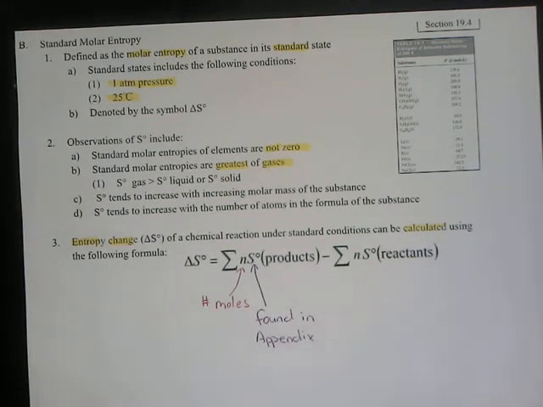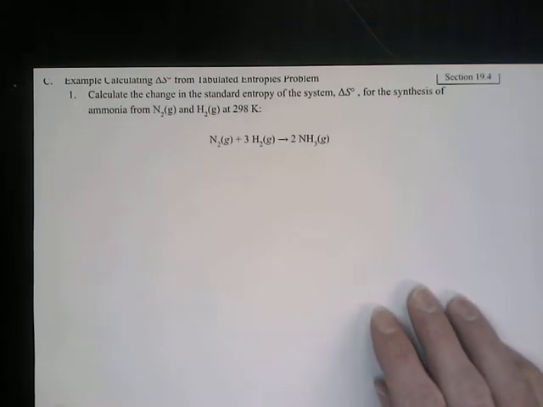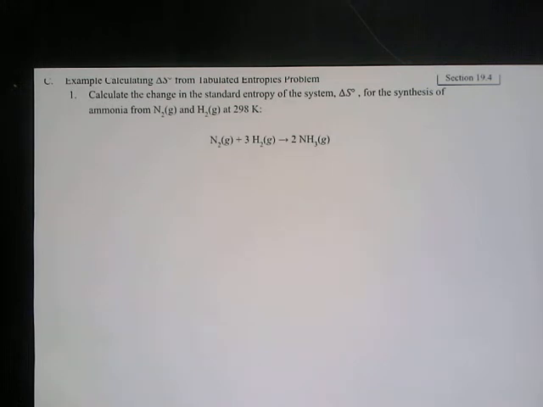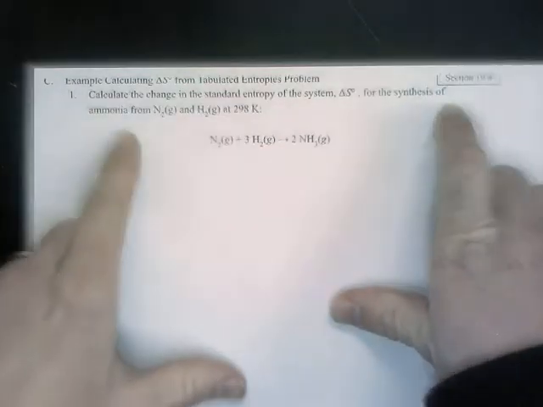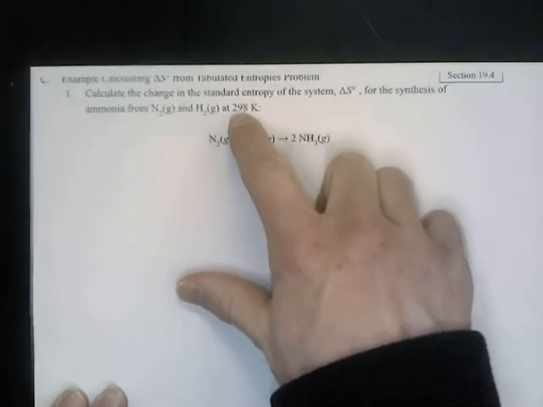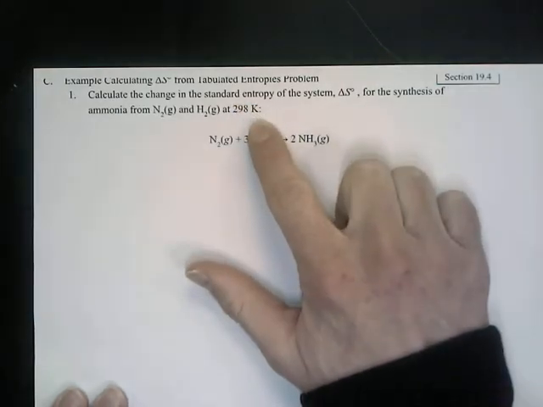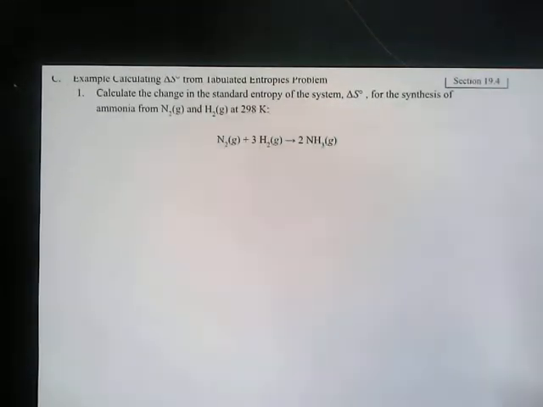So let's utilize this Appendix C and go through an equation. All right, so here is our equation. It says calculate the change in standard entropy of the system, delta S, under standard conditions for the synthesis of ammonia from nitrogen and hydrogen at 298 K. Remember, 298 K is equivalent to 25 degrees Celsius, and we're under those standard conditions.